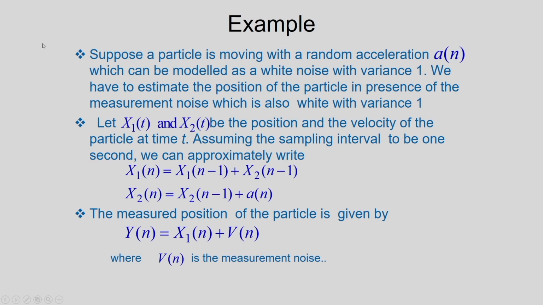Let us consider one example. Suppose a particle is moving with a random acceleration a n, which can be modeled as a white noise with variance 1. Acceleration is random with variance 1. We have to estimate the position of the particle in presence of the measurement noise, which is also white with variance 1. Let us solve this problem.